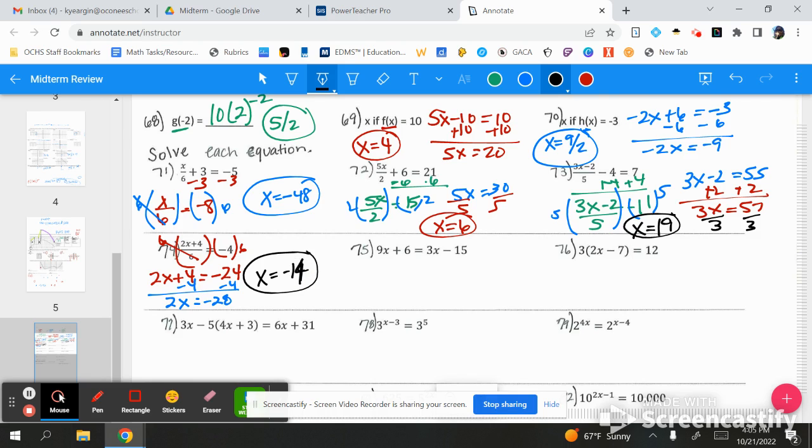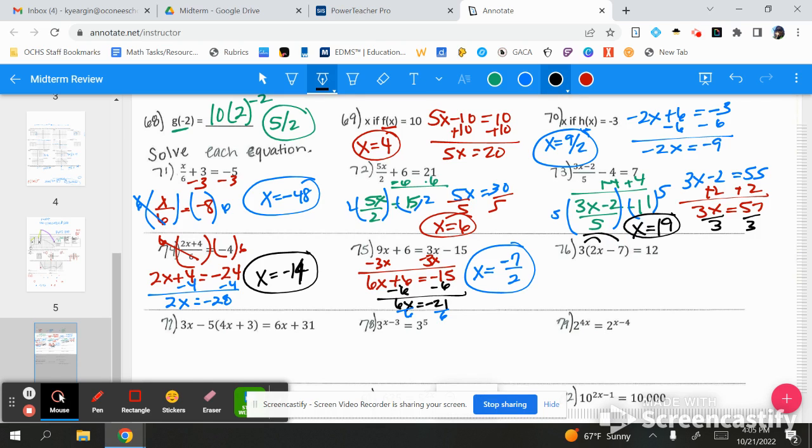We have 4 options for 75. Whatever you want to do first will be fine. I'm going to subtract the 3x to try and combine like terms. So I have 6x plus 6 is going to equal negative 15. I'm going to subtract 6 from each side, where I get 6x is equal to negative 21. Divide each side by 6. And I'm going to reduce this fraction. 3 will go into both of these. This will be negative 7 halves, or negative 3.5 if you want to make it a decimal.